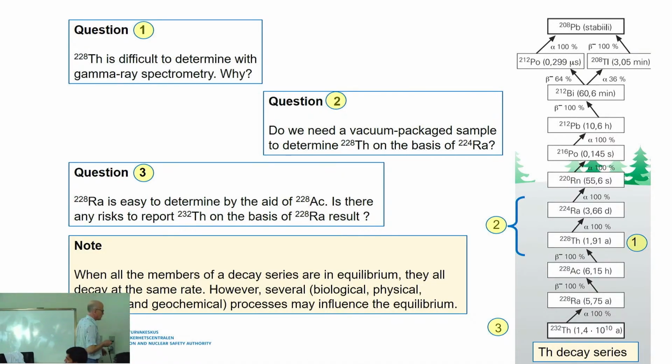Okay, question number 2. So, do we need a vacuum packaged sample to determine thorium-228 on the basis of radium-224? Do we need?